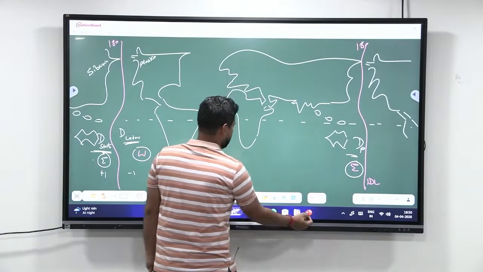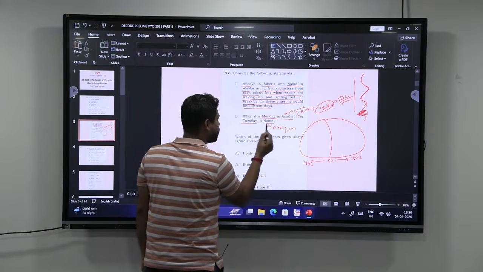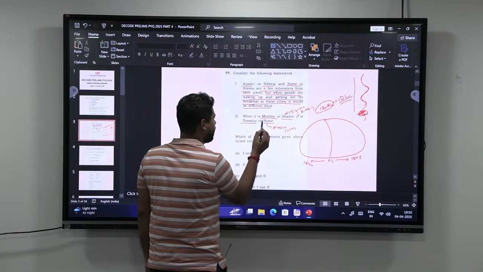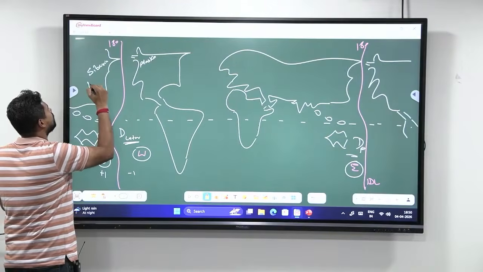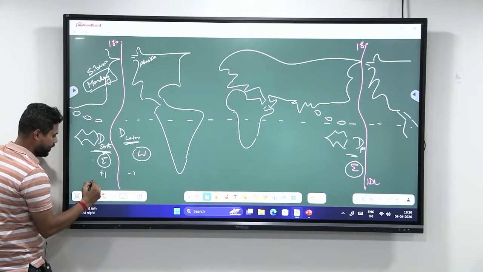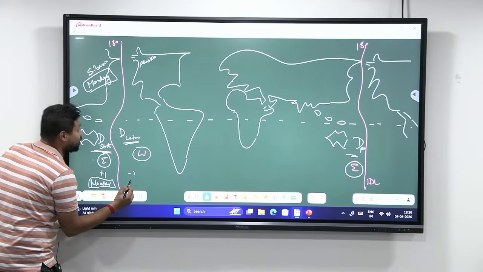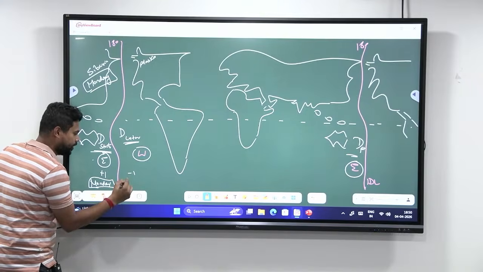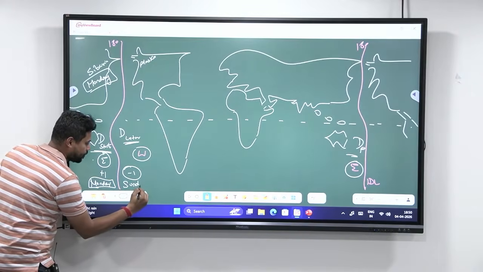Let us go to the second statement. The second statement is, when it is Monday in Anadyr, it is Tuesday in Nome. Understand this? When it is Monday in Siberia, it is Tuesday in Nome. Let us come back here. When it is Monday in Siberia, here in Alaska, when I say Nome, it is in Alaska, they are telling it is Tuesday. It should be minus one. If it is minus one, it should be Sunday.